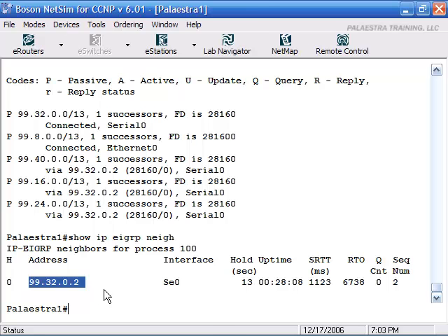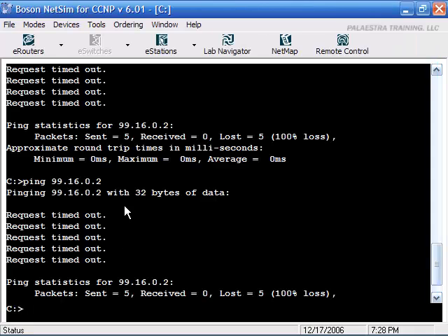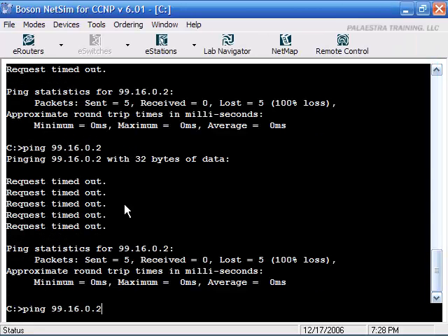I have brought up this network map because I have gone in and introduced some problems between Palestra 1 and Palestra 2, so they're not populating each other's routing tables. PC1 cannot ping PC2. So we're going to go in and figure out why PC1 can't ping PC2. PC2's IP address is 99.16.0.2, and we get a request timed out.